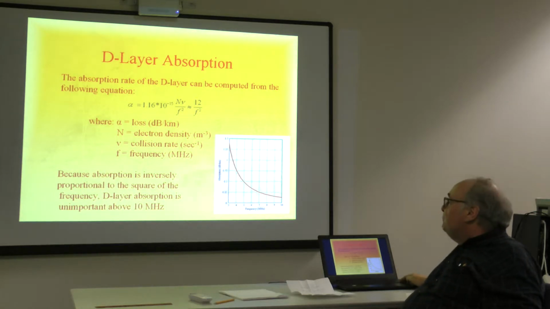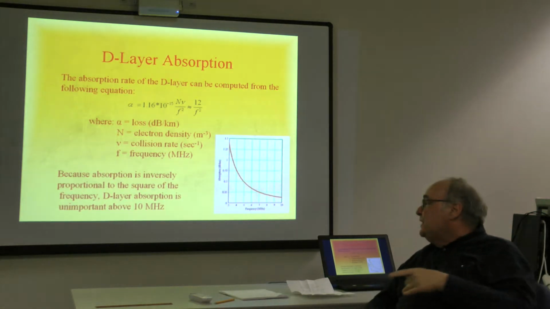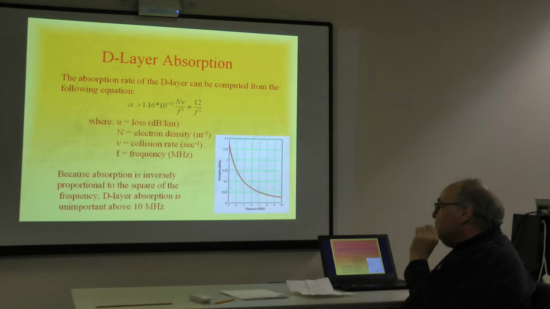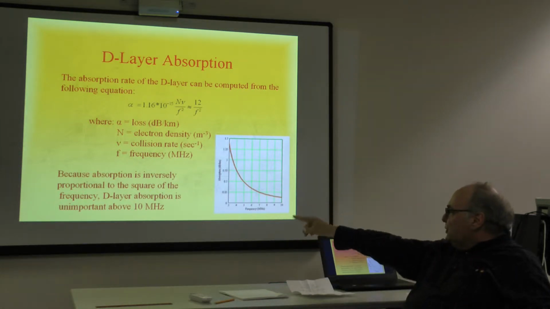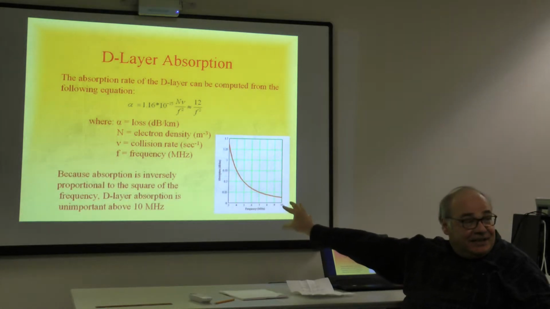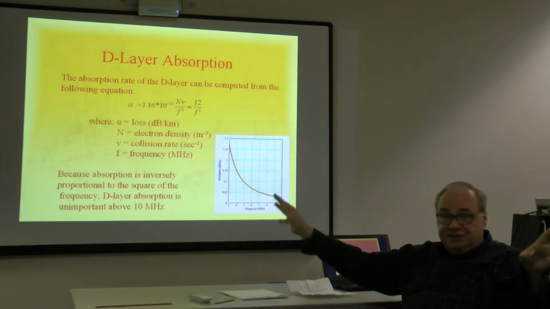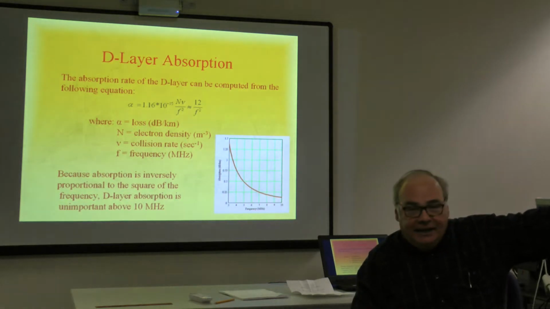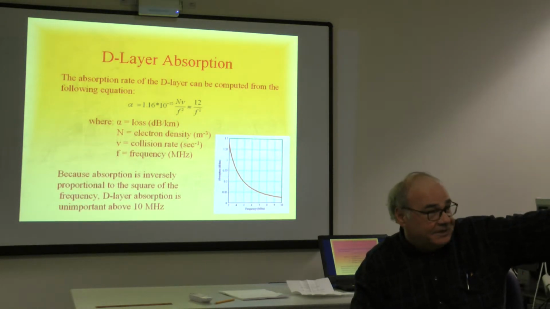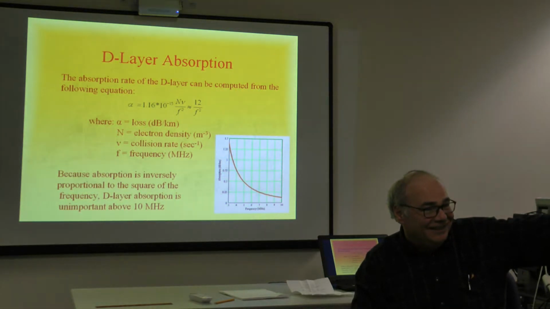Right? But what's the summary at the bottom that's important? It says, absorption is inversely proportional to the square of the frequency, so D-layer absorption is unimportant above 10 meters. So what does this tell us? D-layer absorption is going to play a major role with 40, 80, and 160. And those are the bands they identified up on the whiteboard initially.